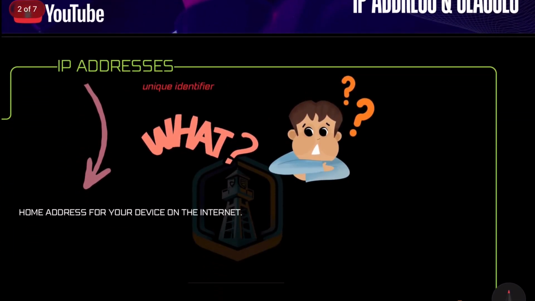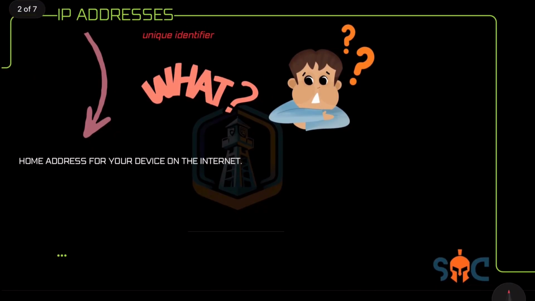So let's move to our first slide, that is IP addresses. So what an IP address is? IP stands for Internet Protocol. So an IP address is basically a unique identifier assigned to every device connected to a network.